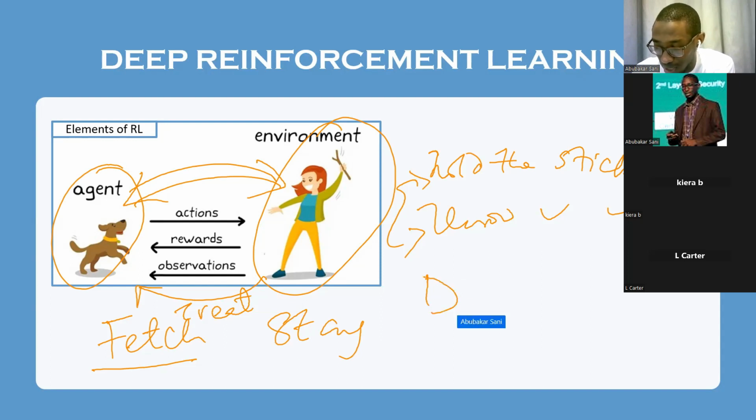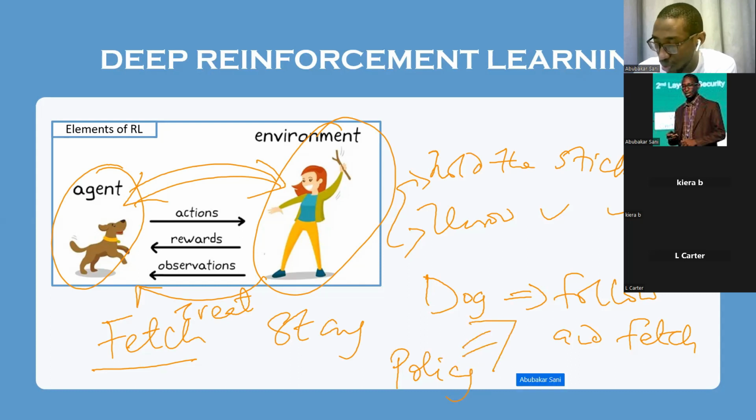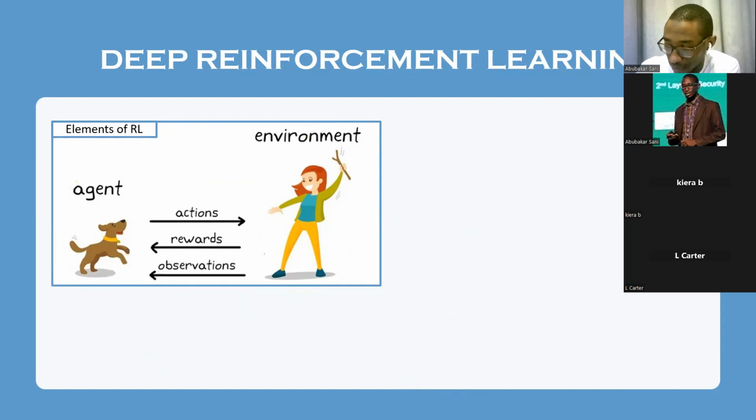So by doing this, throwing, following, and this, the dog tries to figure out, okay, if I want to be given treats, I should always follow and fetch. By doing this, I will be getting rewarded. And this process is what we call a policy. So our objective is to train the agent to be able to do the right thing, follow and fetch after the throw. So whenever the environment throws the stick, the agent wants to follow and fetch.